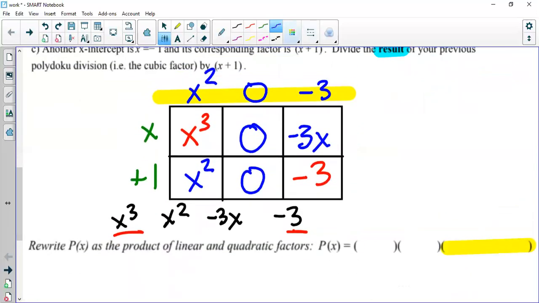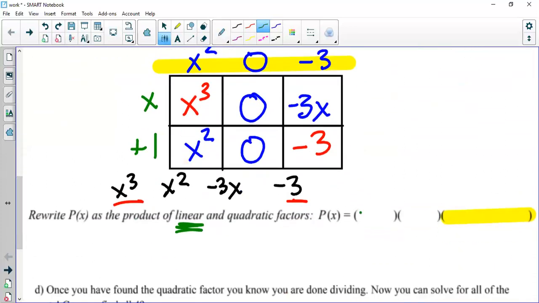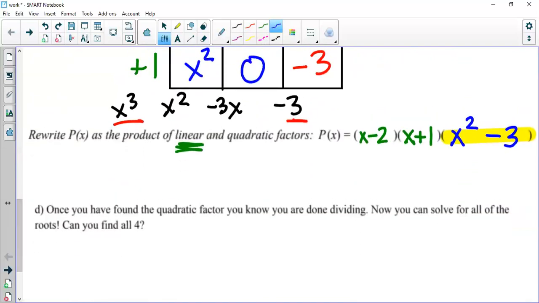All right, so now we're rewriting what we just did. Our linear factors, which from before, we still have that same factor, that x minus 2 is still a factor. And then this x plus 1 is our other linear factor. And then you just found the quadratic factor, this guy here, x squared minus 3. We don't have to write the 0 if we don't want to. So now we've got the quadratic factor. That's how I know I am done dividing. Once I have an equation with a degree of 2, I don't need to do any more Polydokus.